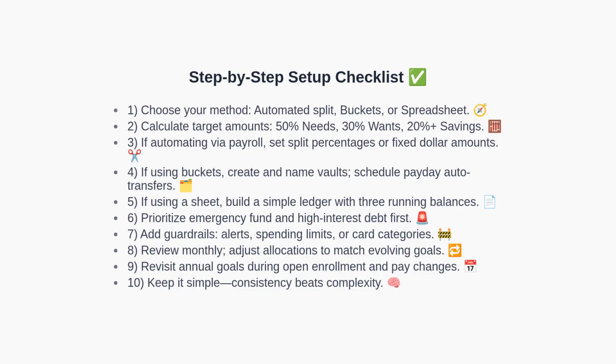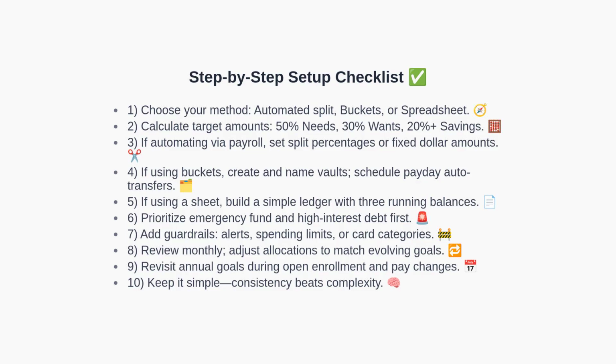Prioritize the emergency fund and high-interest debt. Add guardrails like alerts or spending limits. Review monthly and adjust as your goals change. And revisit allocations during open enrollment or when your pay changes. Simplicity and consistency will drive results.